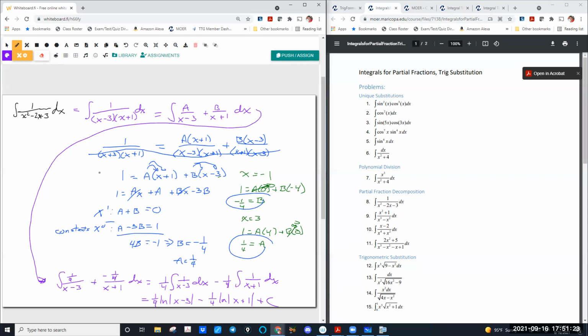Okay, so here's what I want you to take from this one. You do the factoring. The denominator factors. That's your note that there's partial fraction decomposition. You set up your partial fraction decomposition, which then allows you to set up your system. You solve your system, plug those back in, and then you integrate.